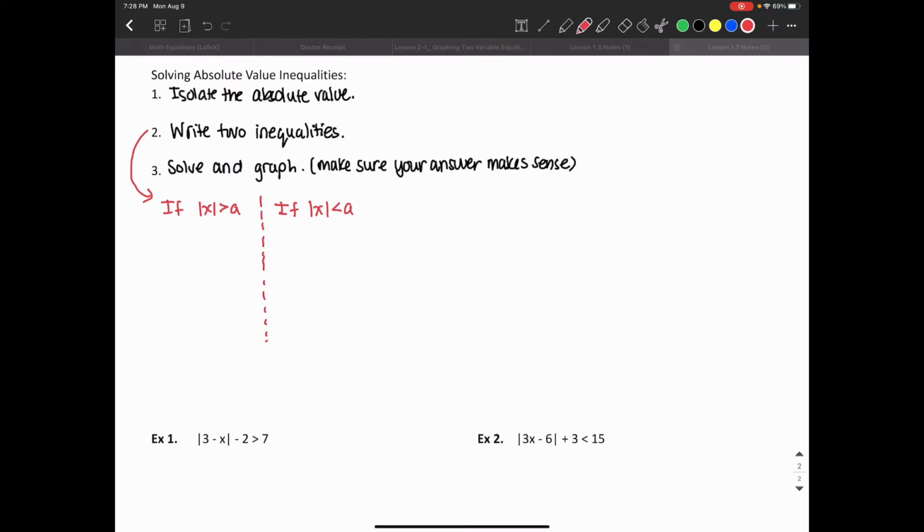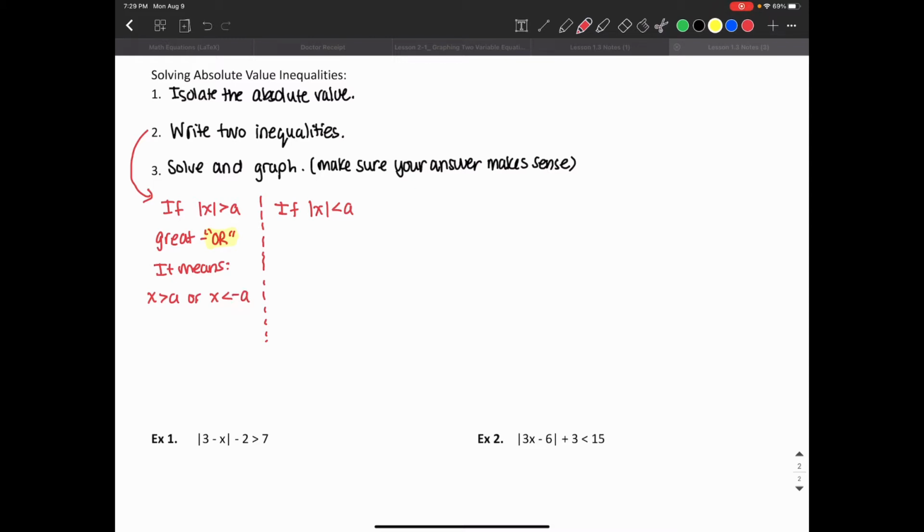If you've isolated the absolute value down to the absolute value of x is greater than a, with a being some random number, you are going to write two inequalities with "or" in between. You can remember that by thinking "great-or." So I'm going to write that x is greater than a or x is less than negative a.